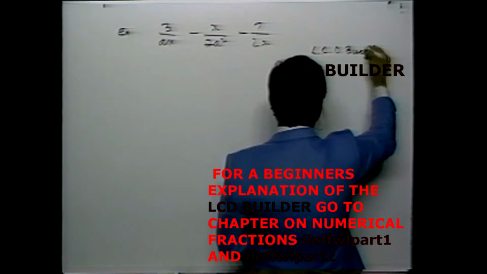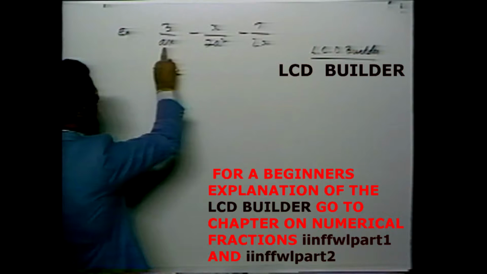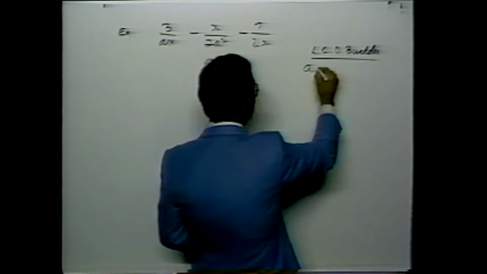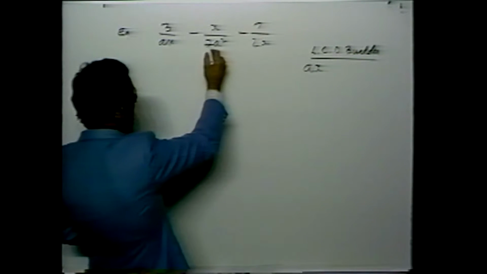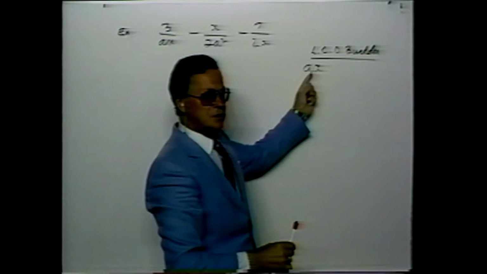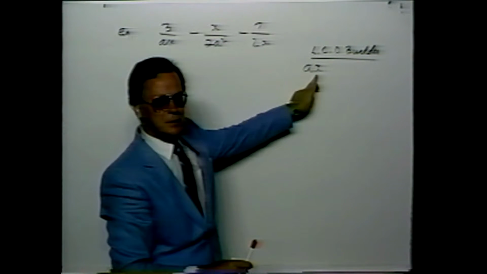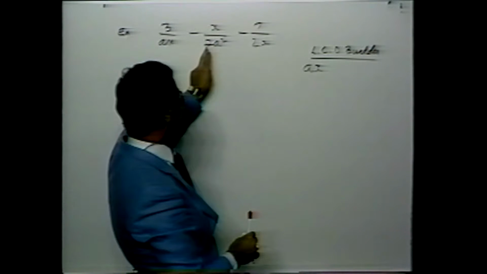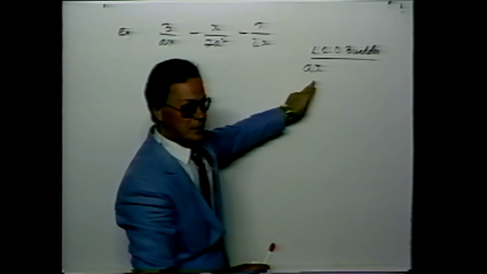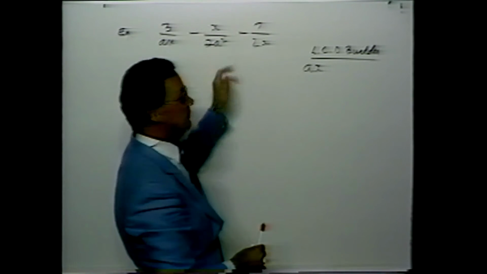Over on the side, we will develop our LCD builder. Recall that the first set of factors of the first fraction in the denominator are always members of the LCD builder, and we simply write ax immediately. The next denominator has factors 2, a, and a. Check the LCD builder. What factors from 2aa are not already there? Well, the 2 is not already there. Neither is that second a there. We have one a, but we don't have the other one.